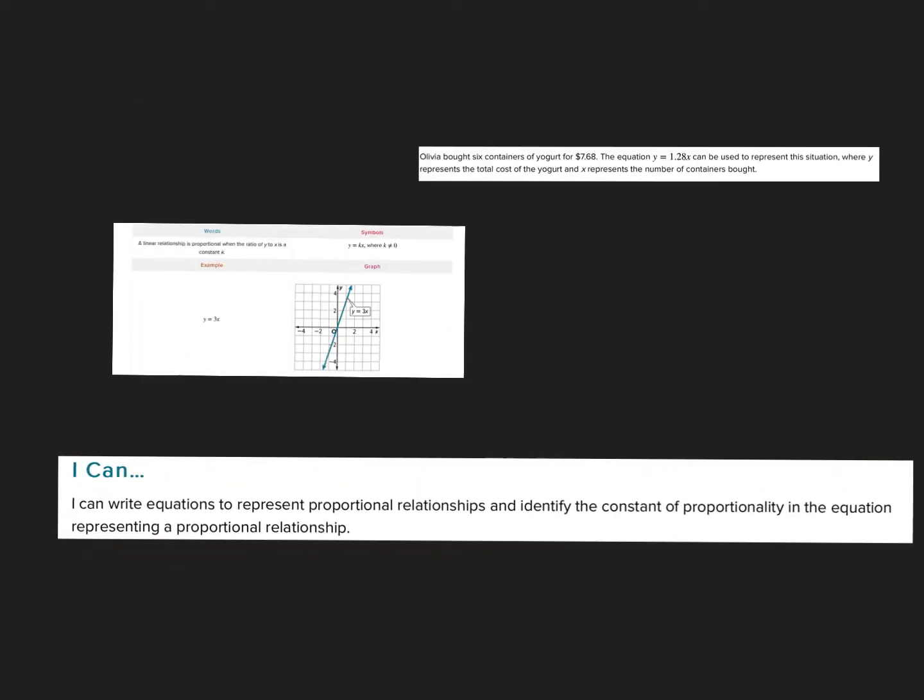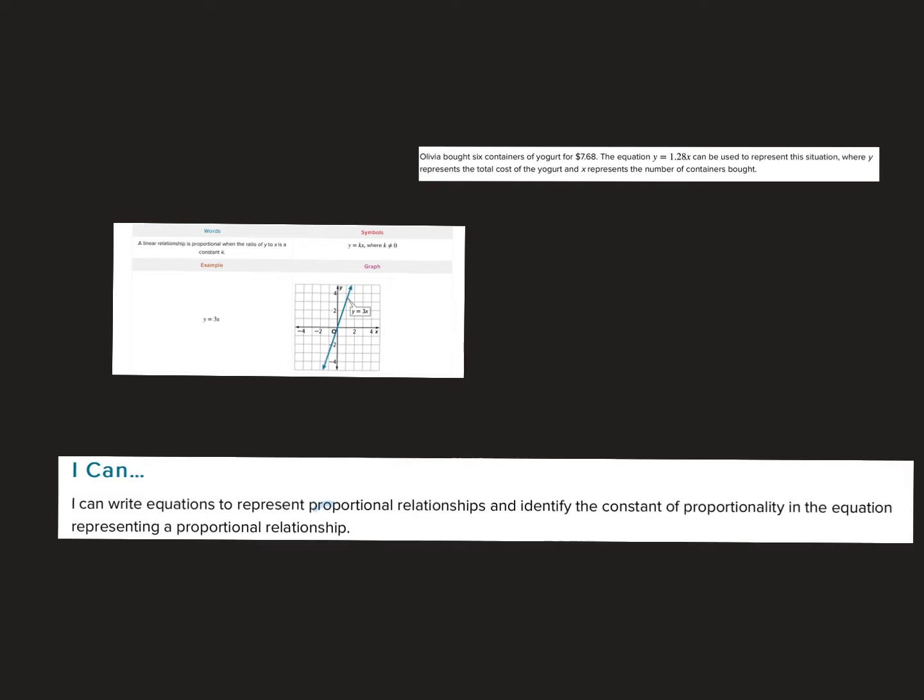Today we are focusing on writing equations representing proportional relationships and identifying the constant of proportionality in the equation represented by the proportional relationship. Okay, sounds complicated, but we've been working on this entire unit.